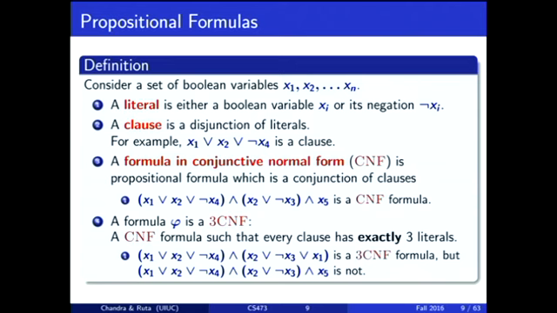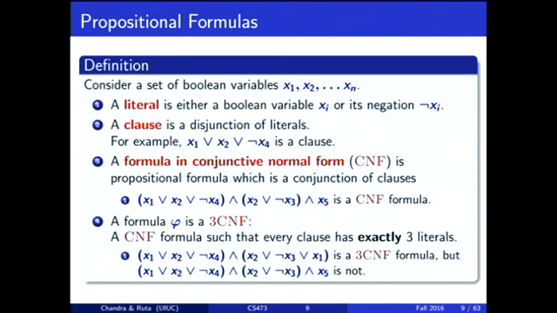Can I assign zeros and ones, or true or false, to the variables such that this formula is satisfiable? How can you satisfy a formula? Well, this is an AND of clauses, so all the clauses have to be true. How can a clause be true? Because it's an OR of literals, you can satisfy it by setting at least one literal to true.